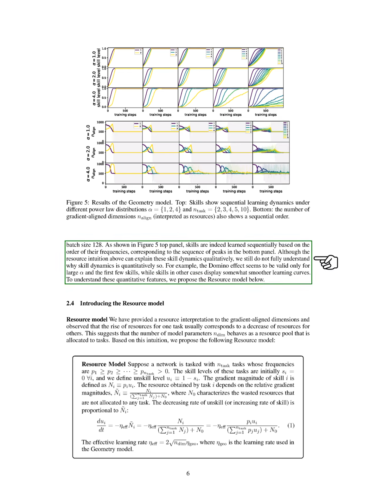Section. Introducing the resource model. In this section, we introduce a resource model that interprets the dimensions aligned with gradients. We observe that when resources increase for one task, they typically decrease for others, indicating that the number of model parameters acts like a resource pool allocated to various tasks. Based on this idea, we propose a resource model.